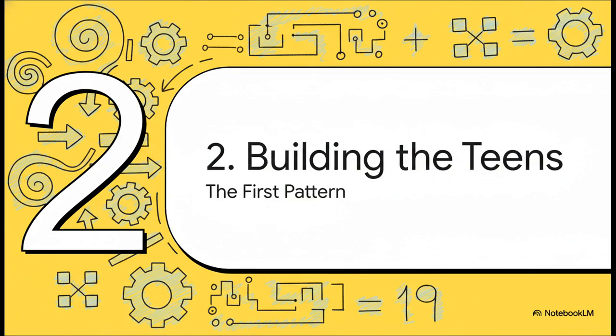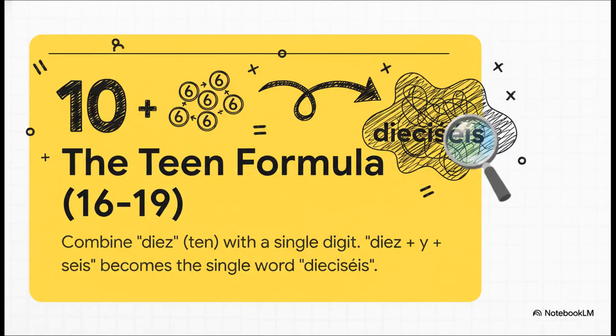And this is where the fun really starts. We're officially leaving pure memorization in the rearview mirror. This is where we start to see the code, the first real pattern. It's a simple little formula for the numbers 16 through 19. Okay, this is the crucial part. You're not memorizing anymore, you're building. You take 10, that's diez, right? And you literally just combine it with the single digit.